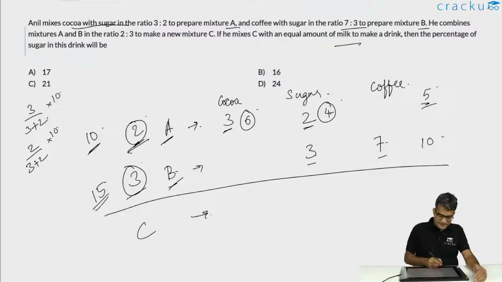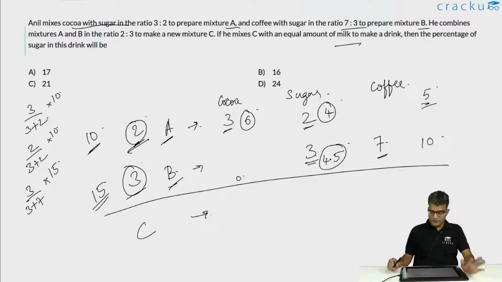In 15 kgs of mixture B, what is the amount of cocoa? The amount of cocoa will be 0 because this doesn't have cocoa, this has only coffee and sugar. What is the amount of sugar in it? It will be 3 divided by 3 plus 7 into 15, which is 3 by 10 into 15, which is 4.5 kgs.